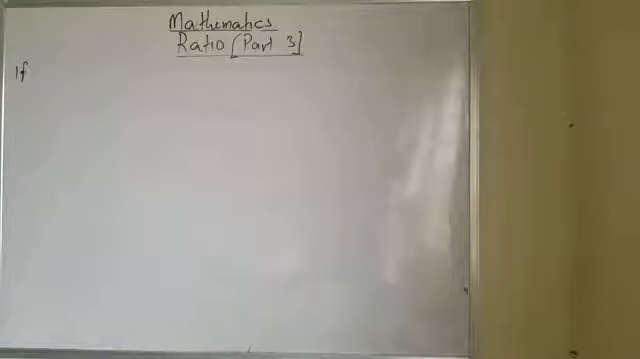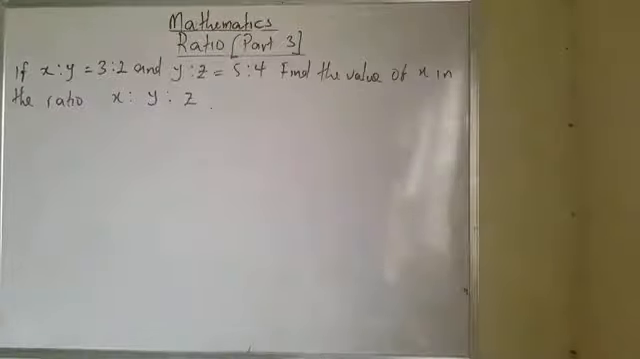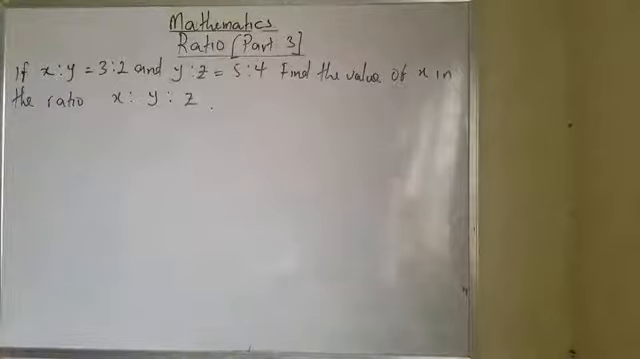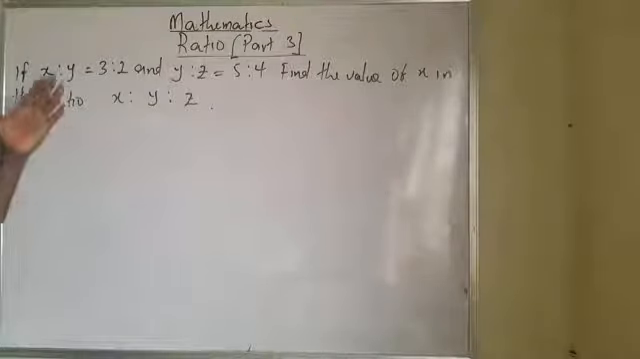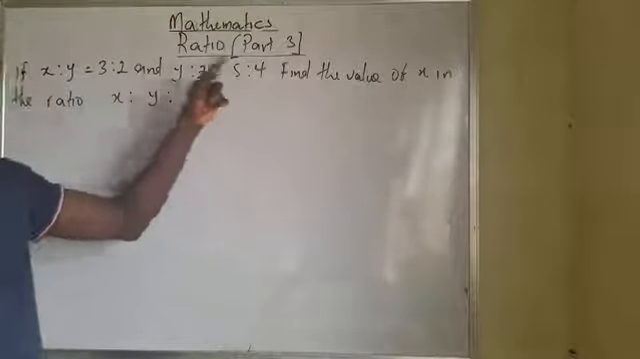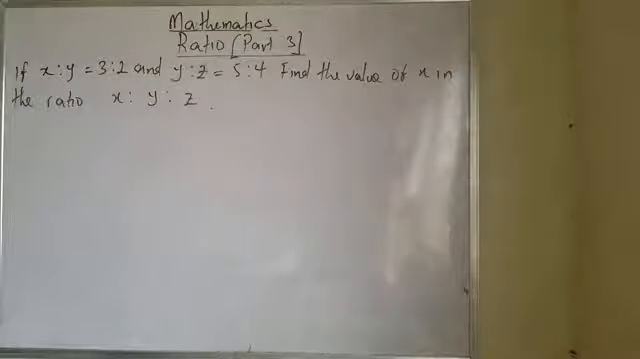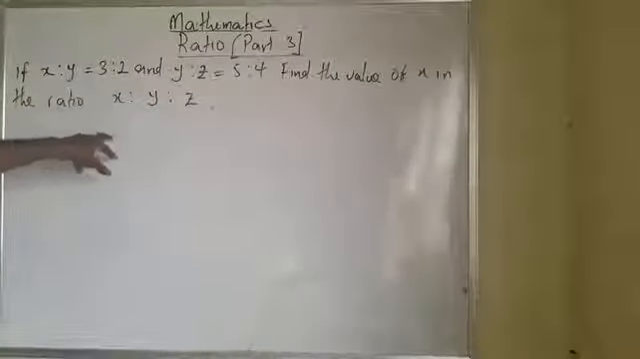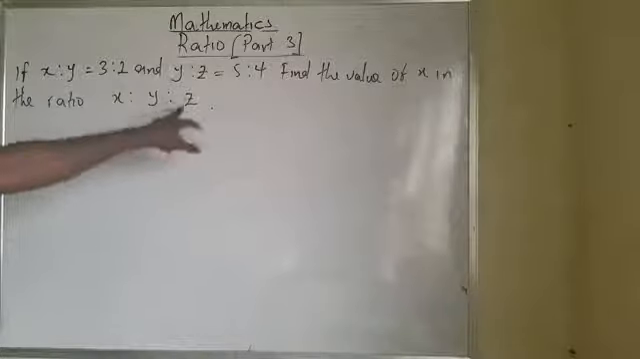Okay, let me write the question down. Look at this very interesting question. The question says, if x ratio y equals 3 ratio 2 and y ratio z equals 5 ratio 4, find the value of x in the ratio x ratio y ratio z.